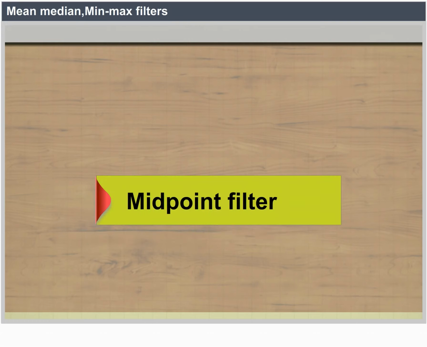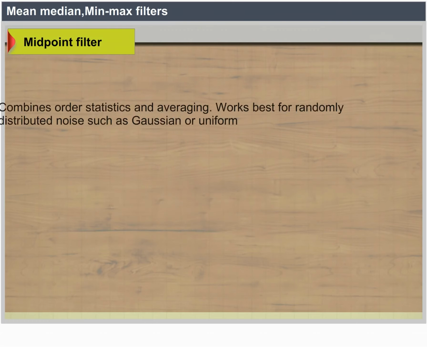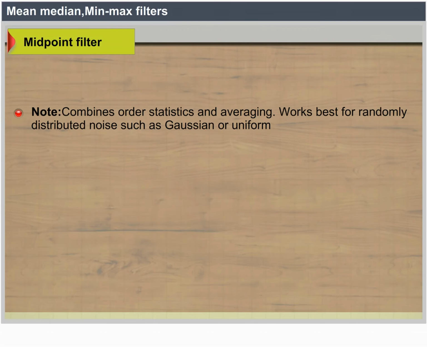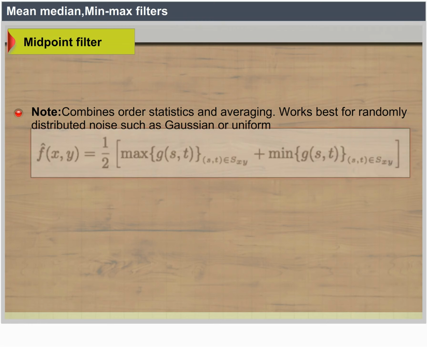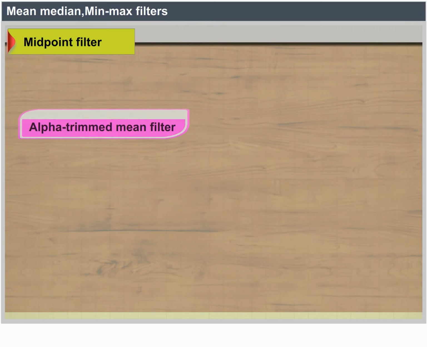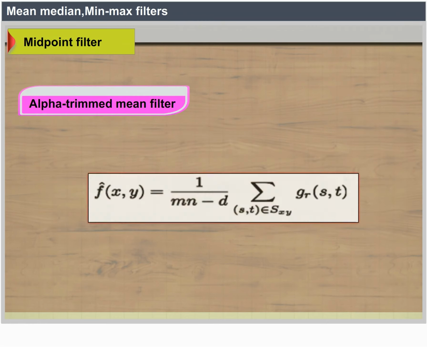Midpoint filter. Note, it combines order statistics and averaging. It works best for randomly distributed noise such as Gaussian or uniform. Equations are also shown. The alpha-trimmed mean filter equation is shown.